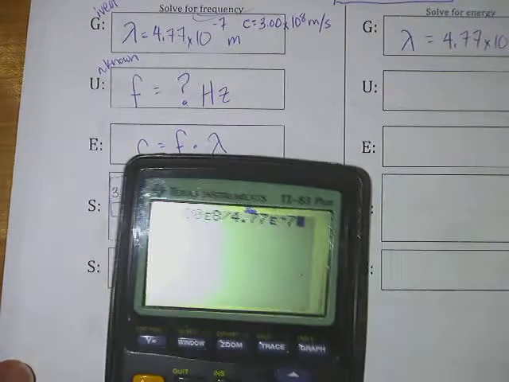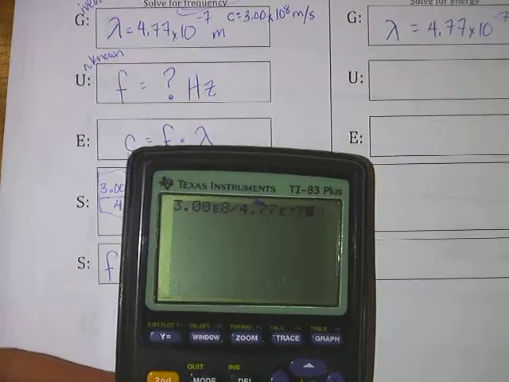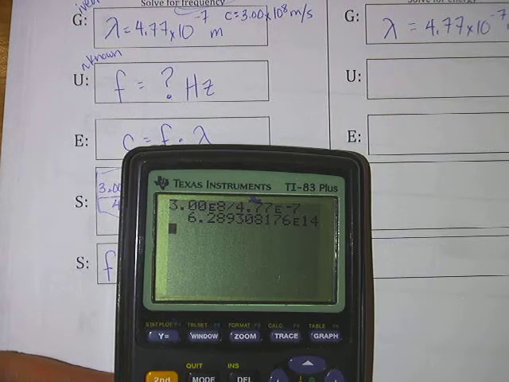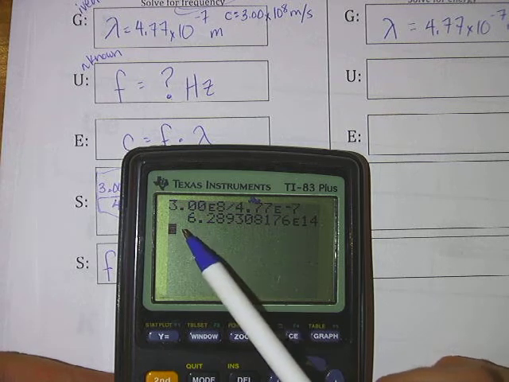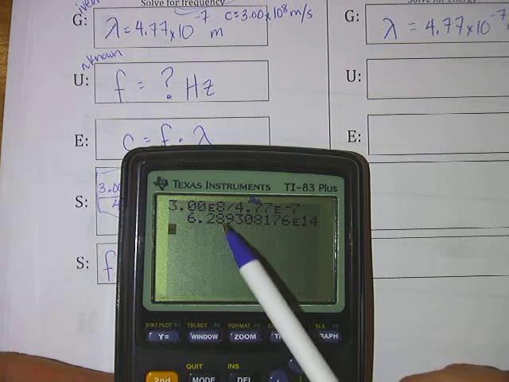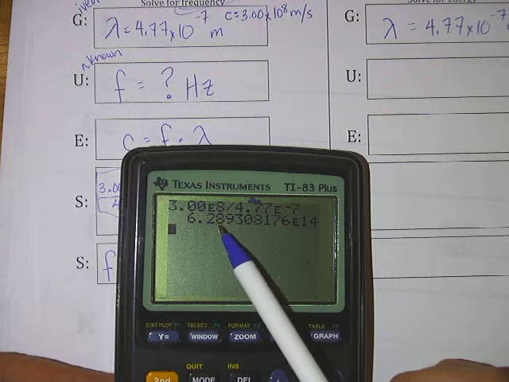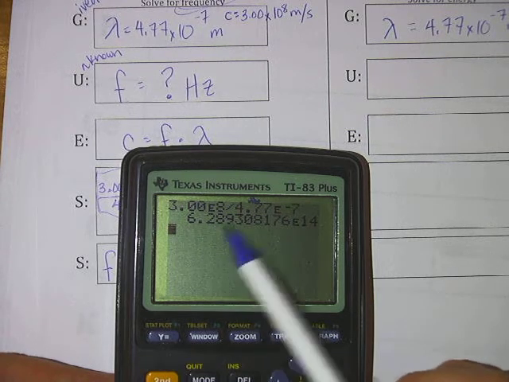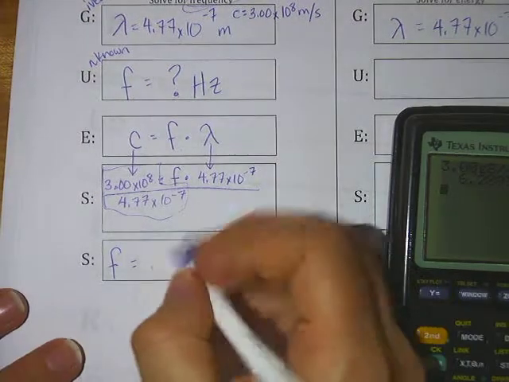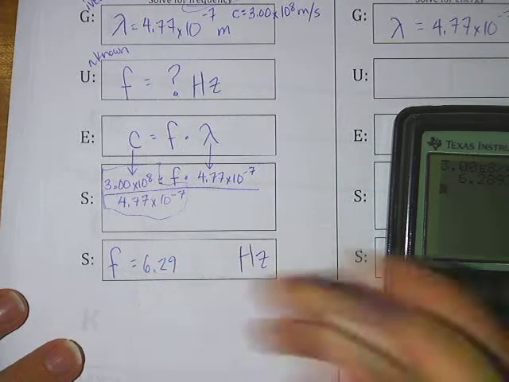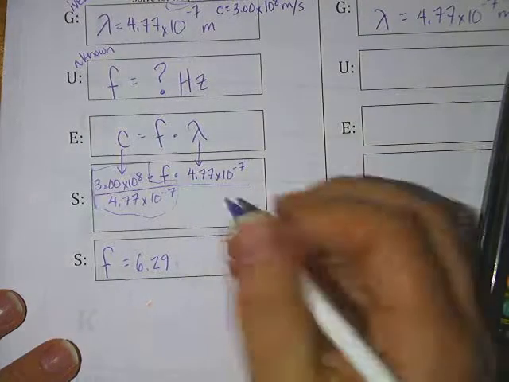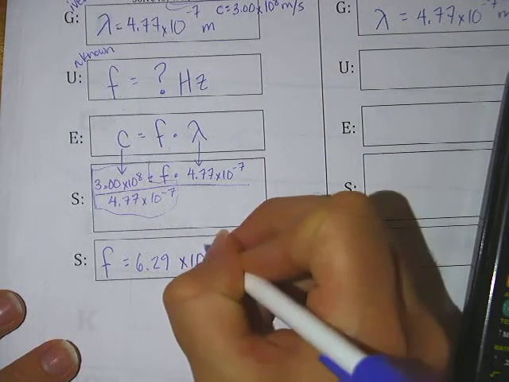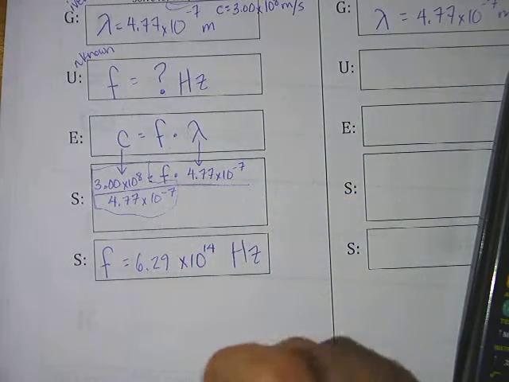When you type it in your calculator, if you type it correctly, it should look like this and give you that answer. Remember that we round to hundredths place, 2 decimal points. So 6.289, this 9 is going to round that 8 up, and we're going to end up with 6.29. And then check for scientific notation. When your calculator has E14 at the end, that means you need a times 10 with an exponent of 14 as part of your answer as well.